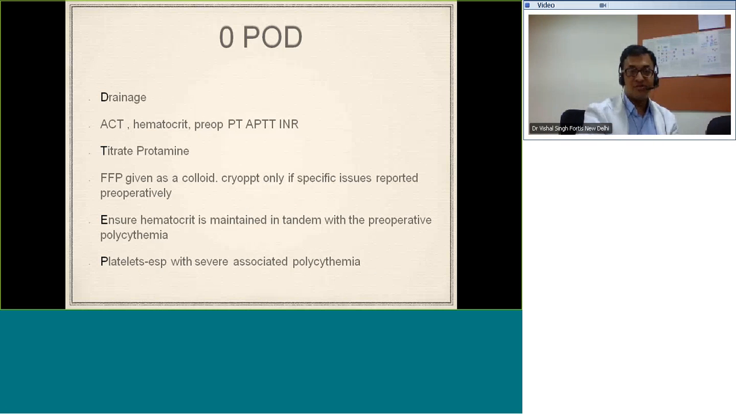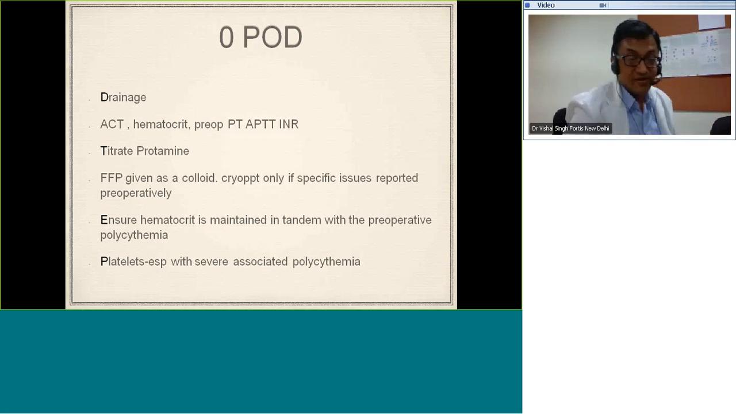You observe for the drainage and you monitor your ACTs, your hematocrit, your pre-op PT, aPTT, INR, and your platelet count. All these things you will have to keep at the back of your head when the patient is draining. Titrate protamine according to the ACT. FFP can be given as a colloid, and cryoprecipitate is only used for specific issues like specific coagulation factors in a scenario reported preoperatively.